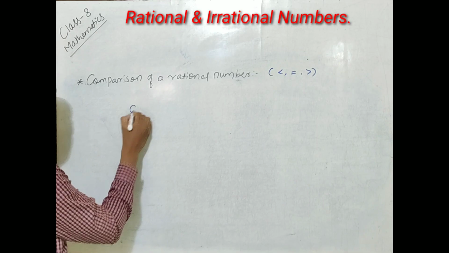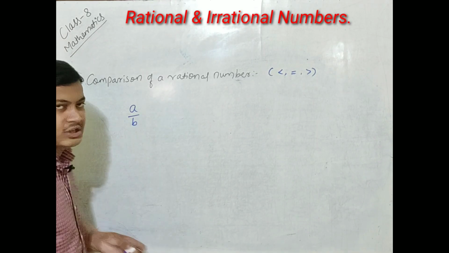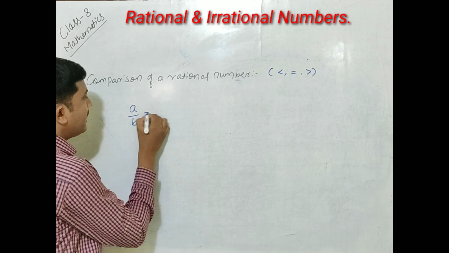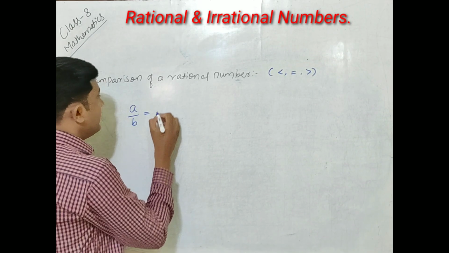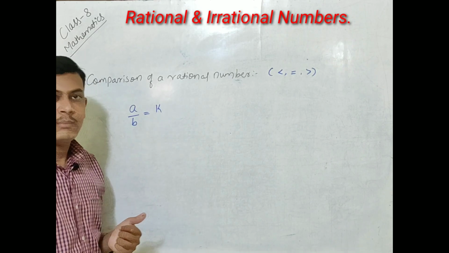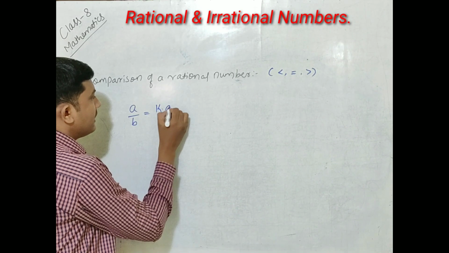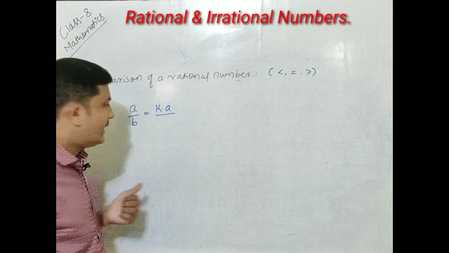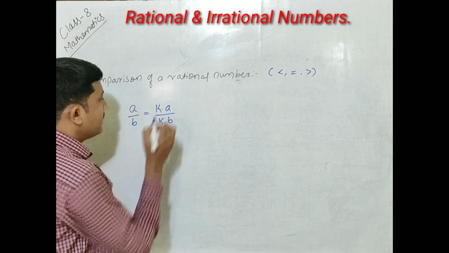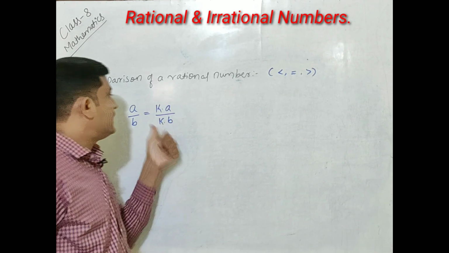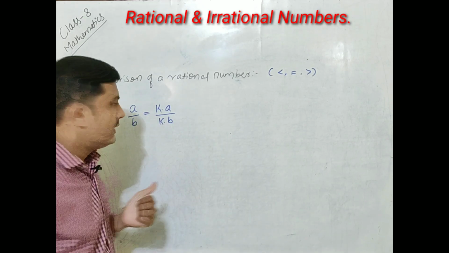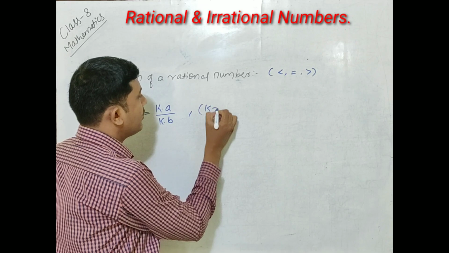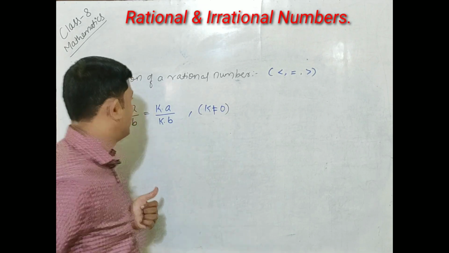For example, a upon b is a rational number. If we multiply the numerator and denominator of this rational number by a non-zero number, let k be any non-zero number, then whatever rational number is obtained remains the same, where k should be not equal to 0.